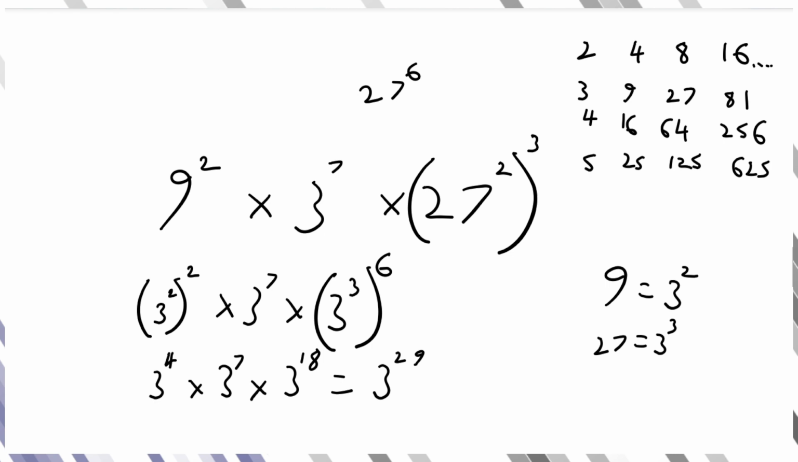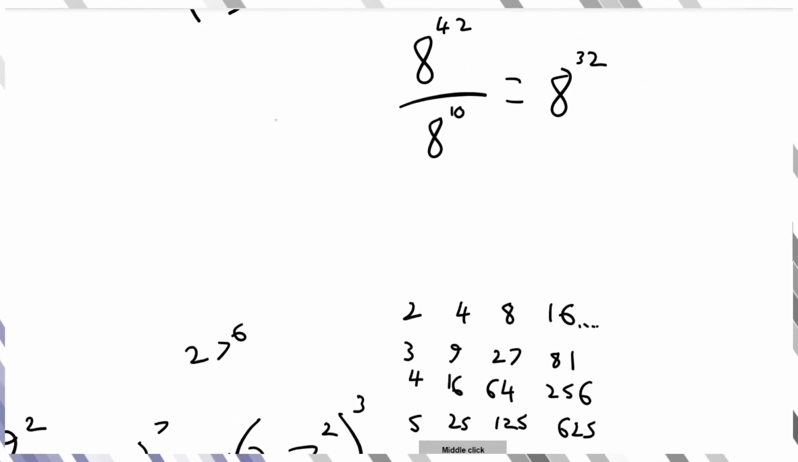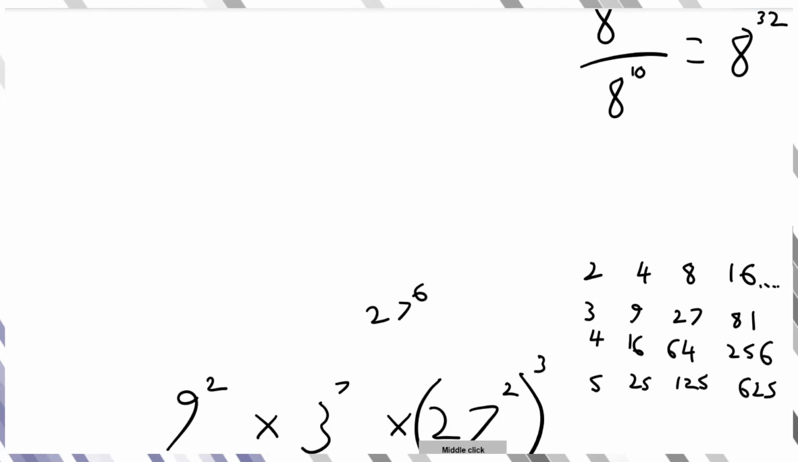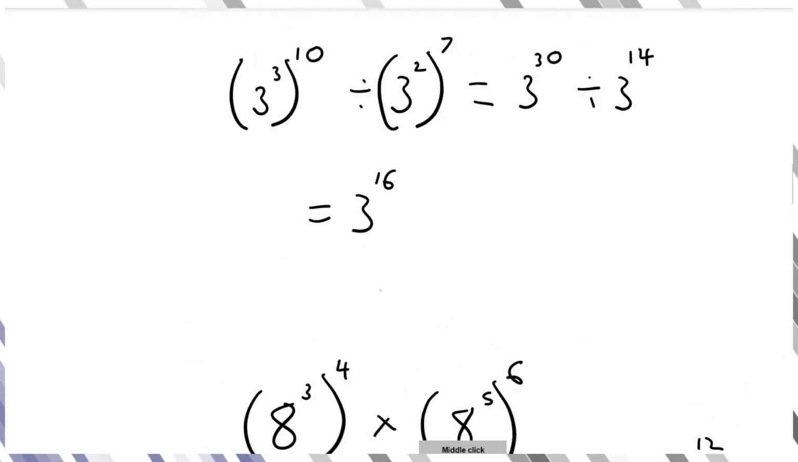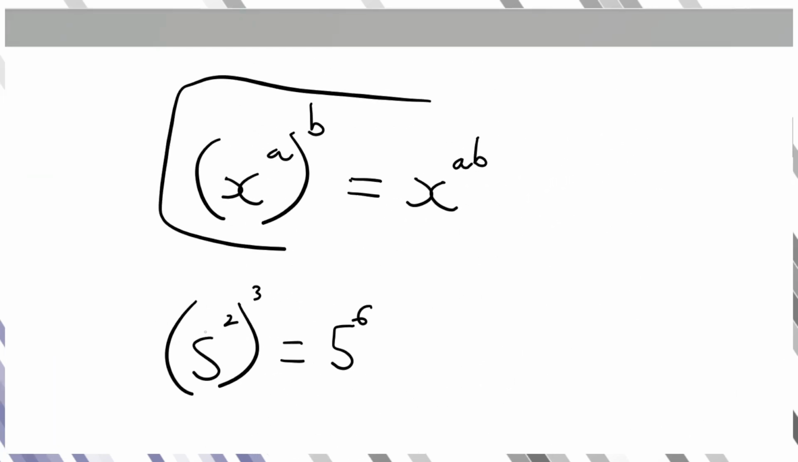So that is the third law of indices. x to the power of a to the power of b is equal to x to the power of a times b. There it is, right at the very top. x to the power of a to the power of b is equal to x to the power of a times b. That's the third law of indices.